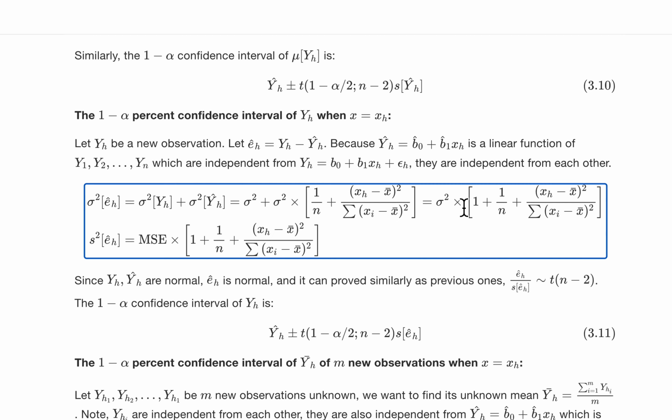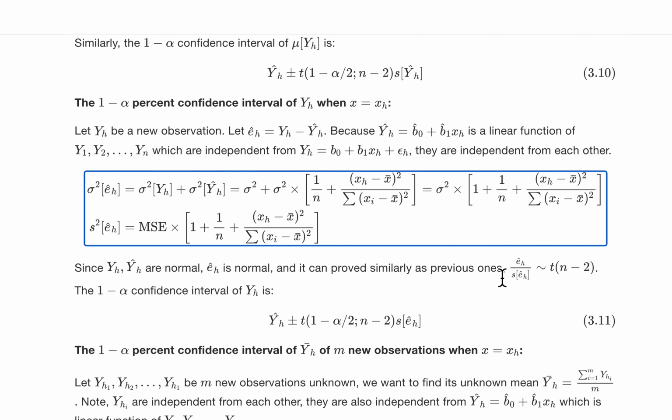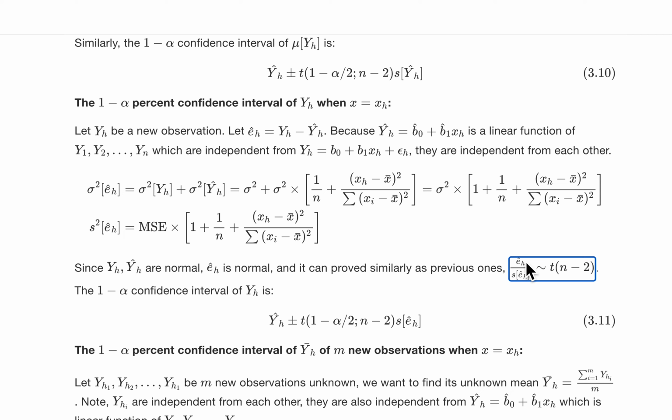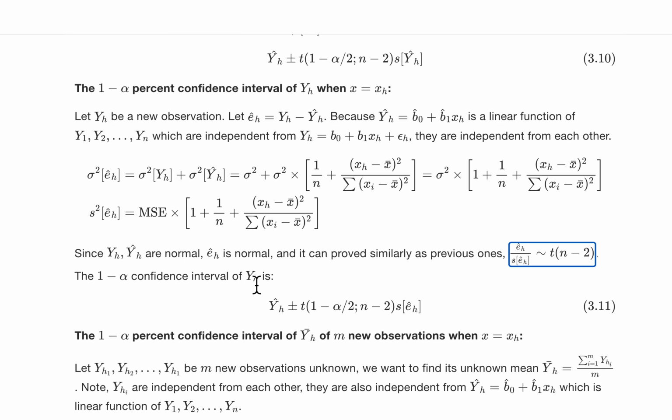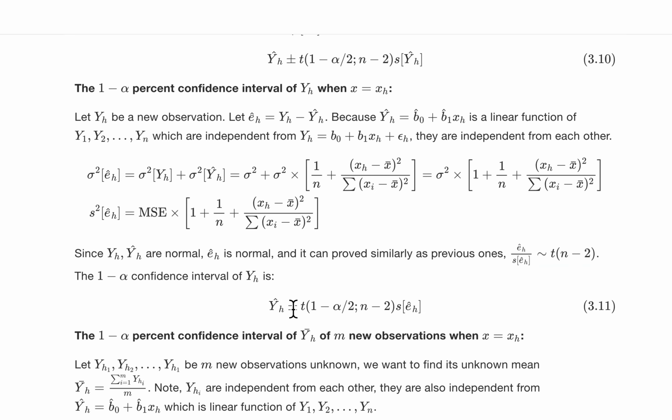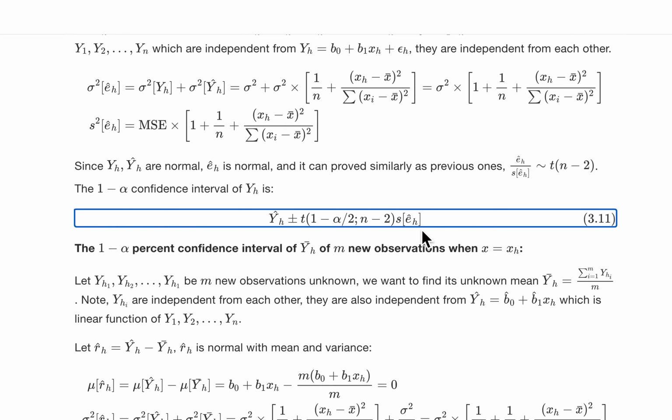And same here, we don't know the variance, sigma square, so we replace that with the unbiased estimator, mean square error, MSE. It becomes the sample variance. Now, if you divide E hat H, which has mean 0, by its sample standard deviation, it's actually a t distribution with n-2 degrees of freedom. Now we can find the confidence interval of the new observation YH, which will be this interval.